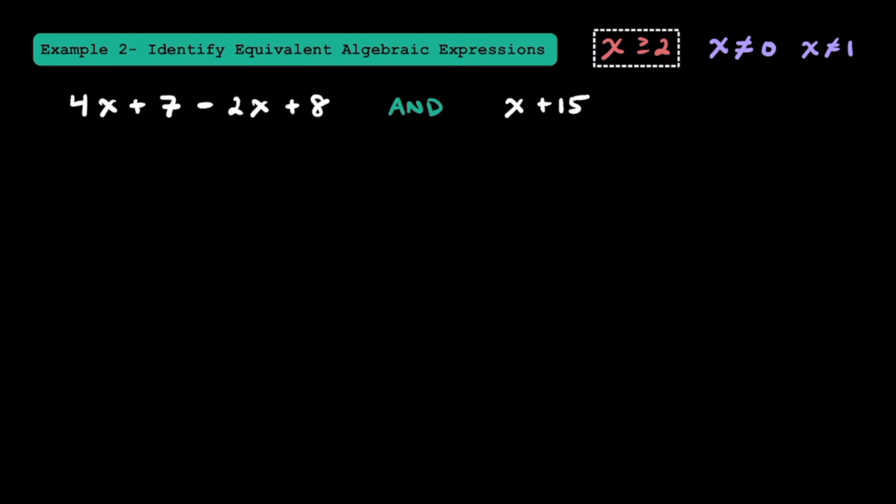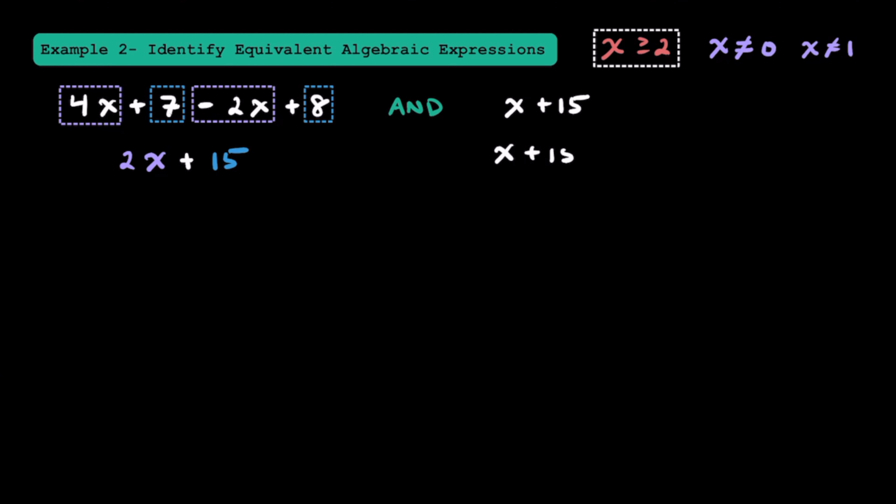Now let's see if these two expressions are equivalent or not. Well, we can make up a value for x right away to check. It's a little bit more efficient if we actually just simplify the left expression since it looks a little bit more complicated. This 4x minus 2x can be combined to make 2x, and this positive 7 and positive 8 can be combined to make 15. Now that we've combined like terms and we can't simplify anymore, let's compare this to this x plus 15. While these 15s match here, these variable terms don't match. These two expressions are not equal to each other.